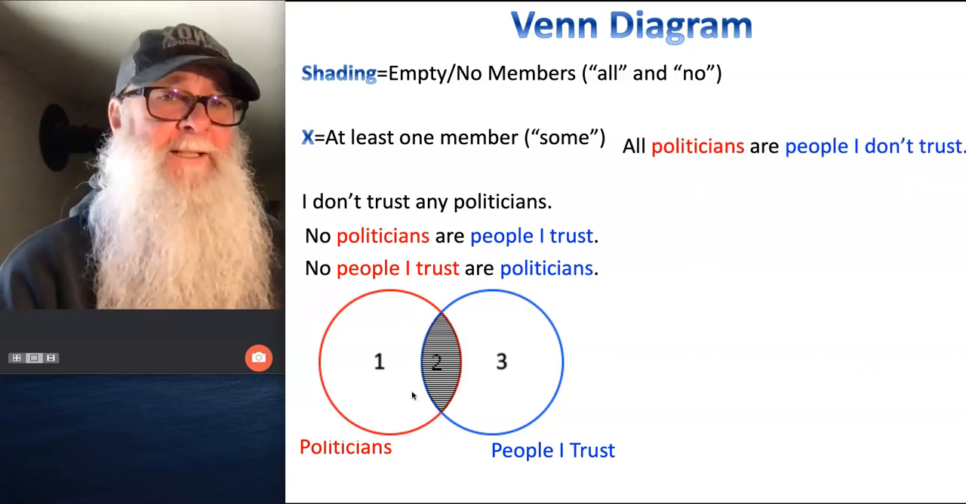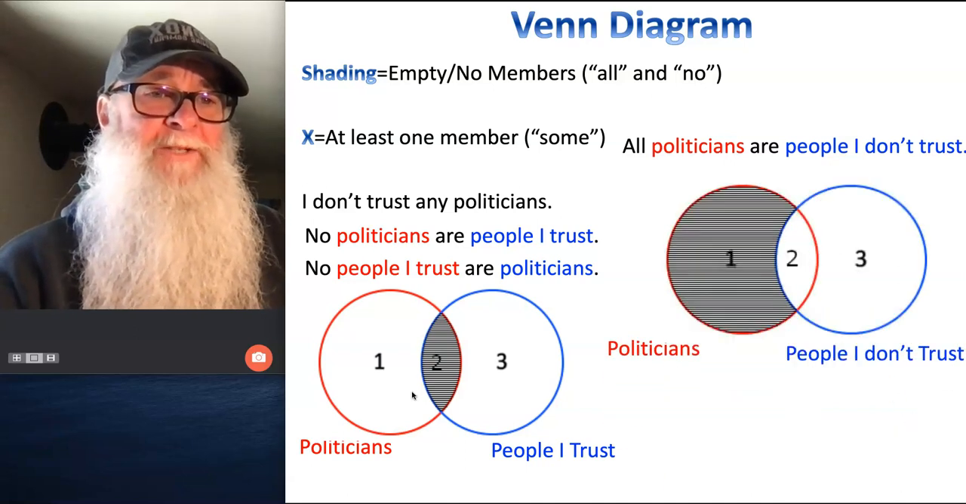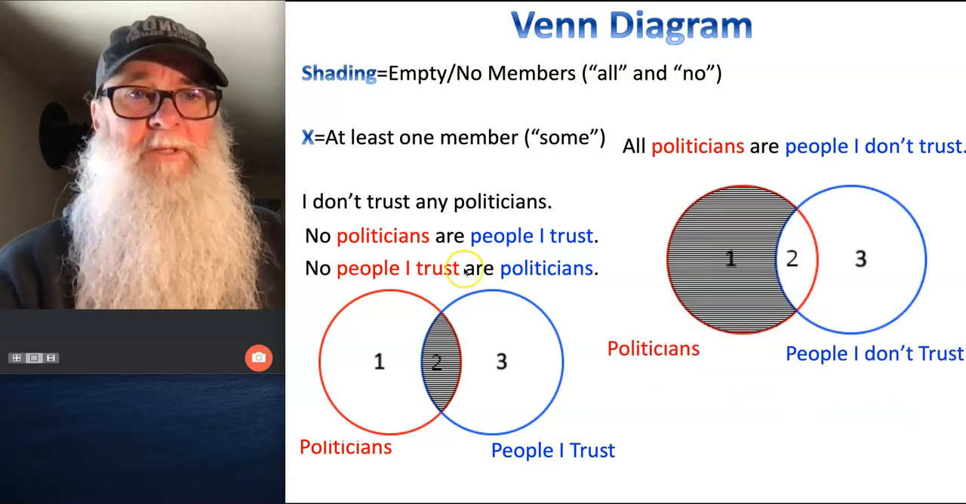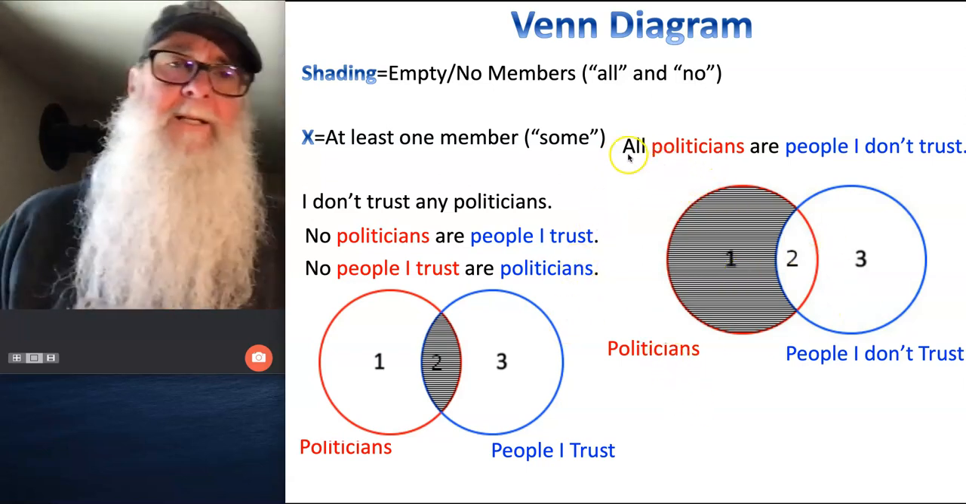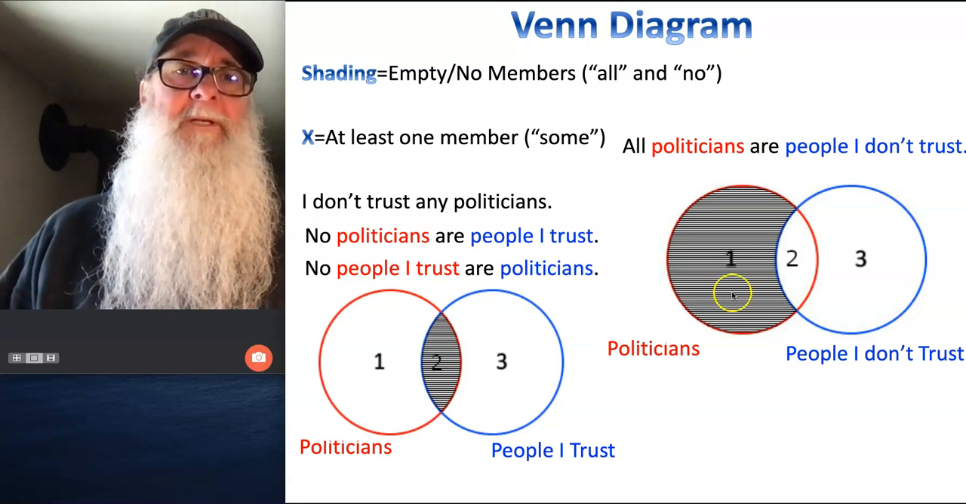You might have translated this one this way. All politicians are people I don't trust. That's cool. Again, we'll explore why these are logically equivalent next time. But if you translated this as an all statement, then you want to have shaded in area 1. All right, fun stuff. Good job.